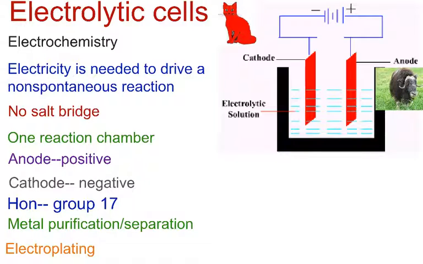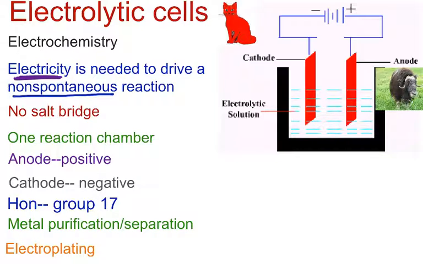Electrolytic cells fall under the branch of electrochemistry, and in electrochemistry, once again, we said we have the voltaic cell where we have a spontaneous reaction, but in the electrolytic cell, the reaction is non-spontaneous. So since it's non-spontaneous, we need an outside influence to push or to drive the reaction, and that outside influence will be electricity from a battery.